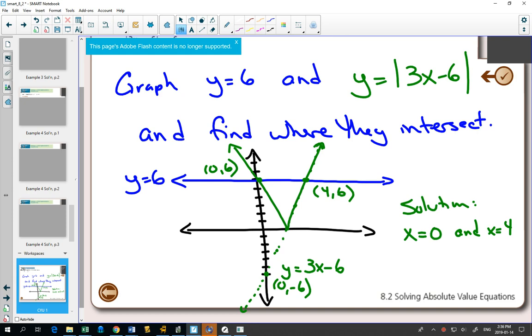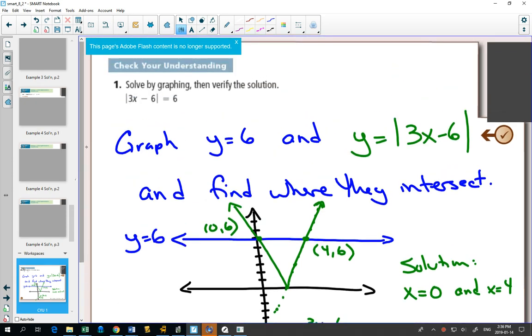We can do a quick check to see if this works. What happens when I plug in 0 for x? 3 times 0 is 0, minus 6 is a negative 6. The absolute value of negative 6, is it equal to 6? Yes, it is. If I plug in 4, 3 times 4 is 12. 12 minus 6 is 6. Is the absolute value of 6 equal to 6? Yes, it is.